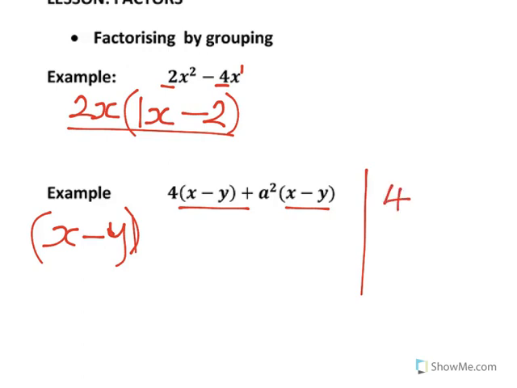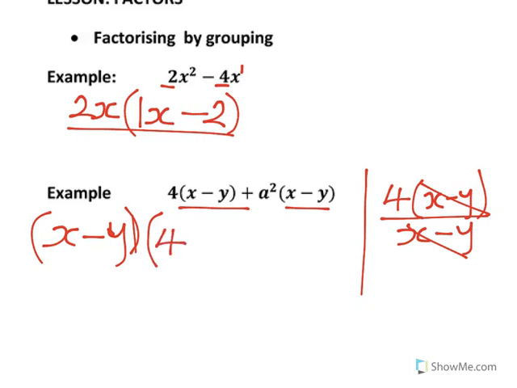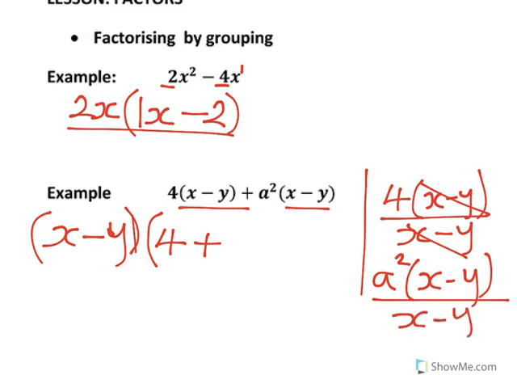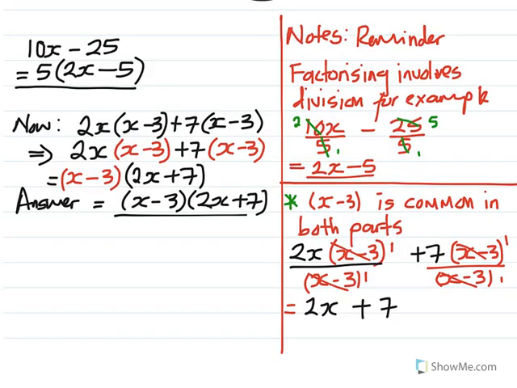The first one is like you have got 4 times x minus y divided by x minus y, the one that you took out. So if you cancel this, you're going to remain with the 4, plus a squared times x minus y divided by x minus y. If you cancel that, you're going to be left with a squared. So this is what we mean by factorizing by grouping. You would have grouped in this case.